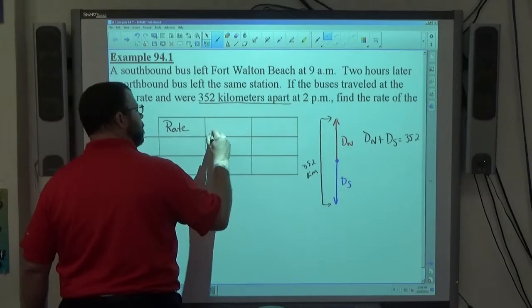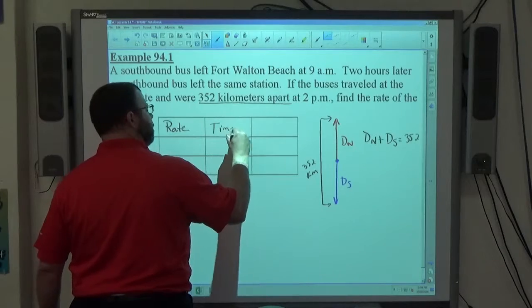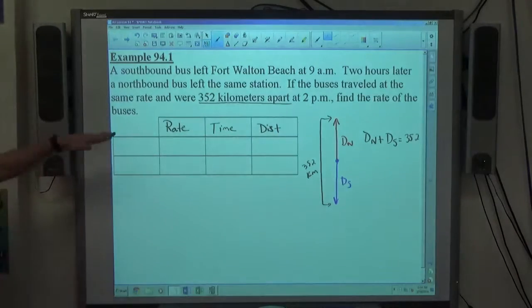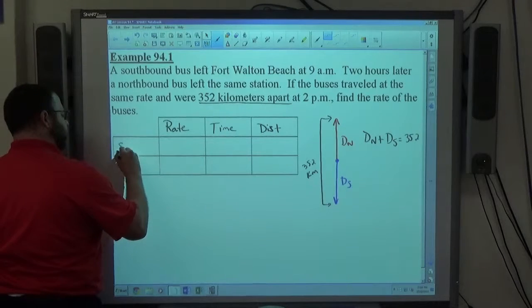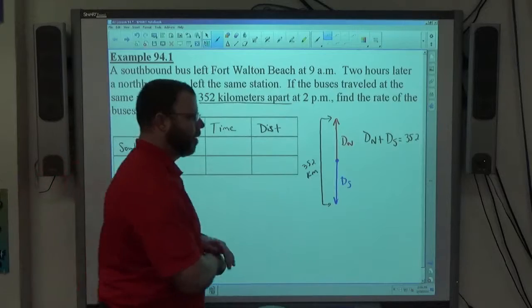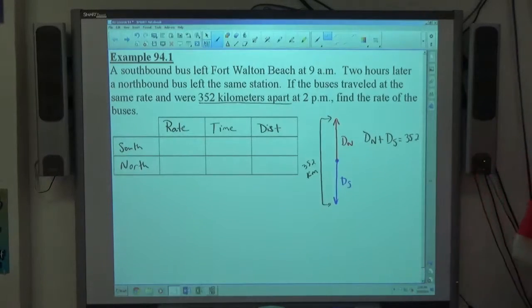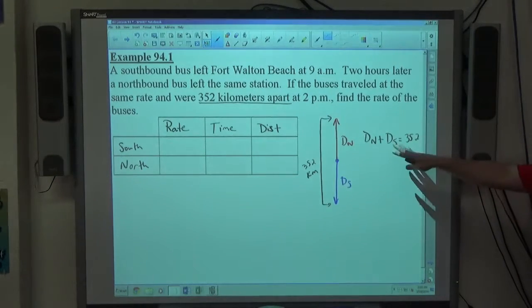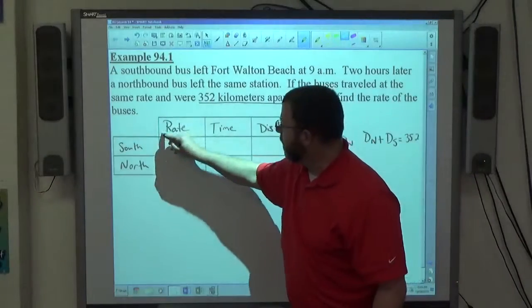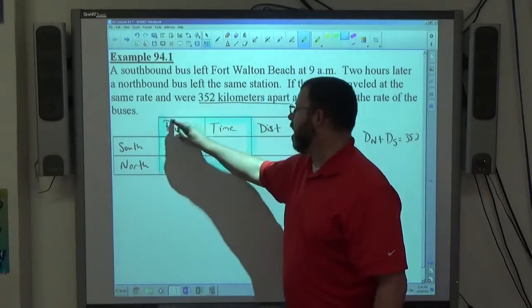The categories in this chart are still going to be rate, time, and distance along the top. And the two categories in this, we have bus going south, bus going north, so let's still go northbound, southbound. That's south and north. Okay. Once I've done this and figured out this distance relationship and made this equation with distances, the next thing I need to focus on specifically is rate and time. How fast are they going and for how long are they doing it?